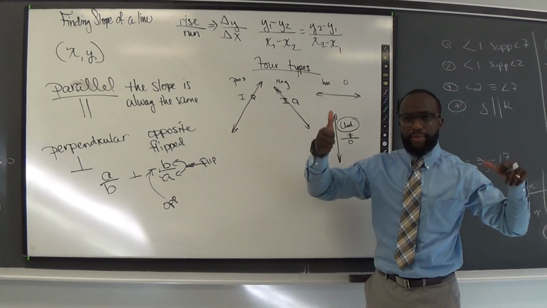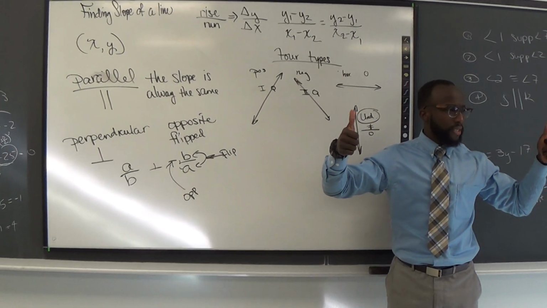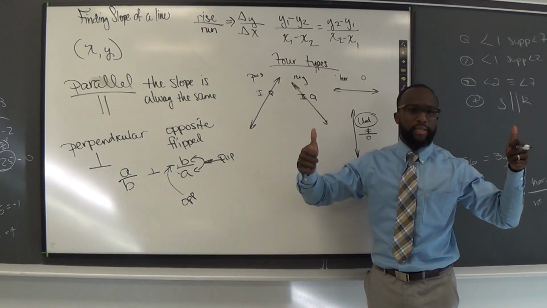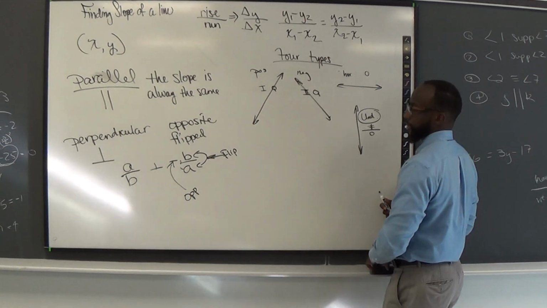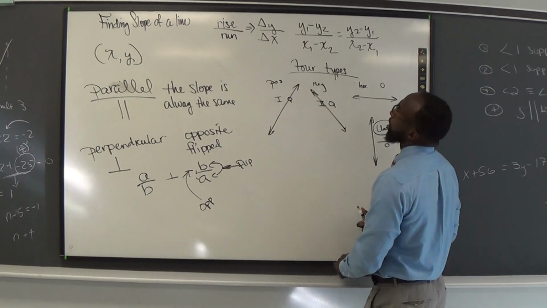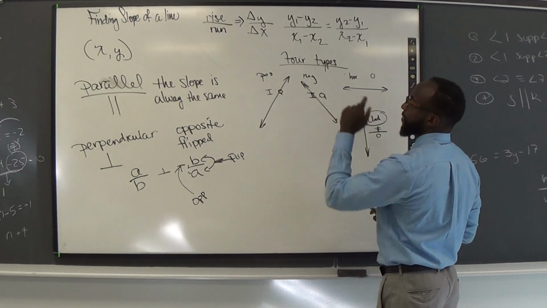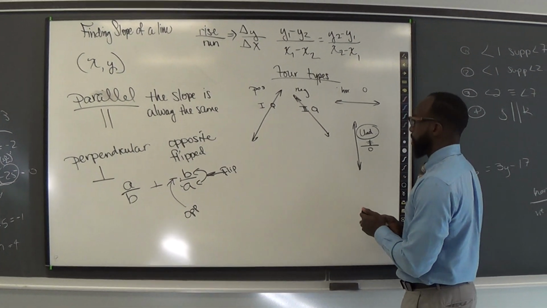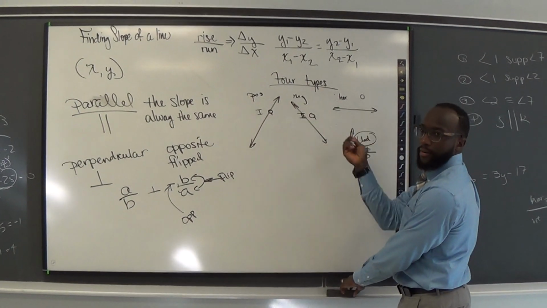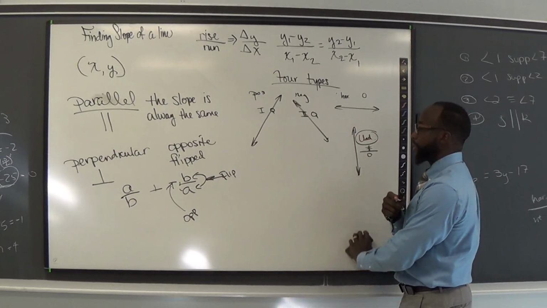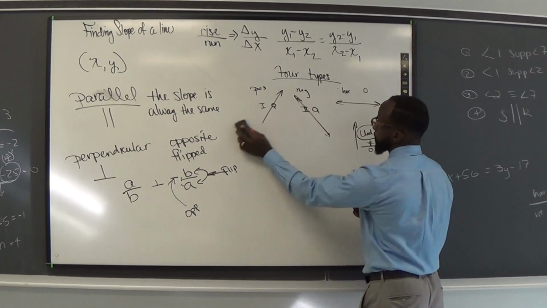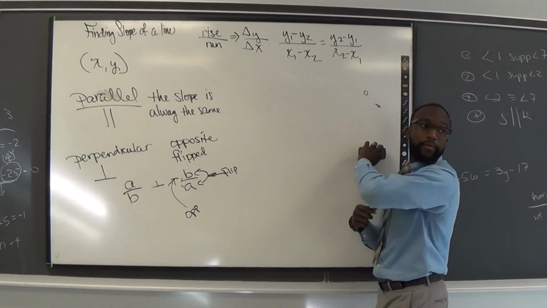Give me a thumbs up to let me know how we feel. We good with that? You good, JC? You good? You good? You good? Ferg, you good? Yeah. Okay, cool. Now, let's look at finding the slope. Does everybody have this 4 types part? Okay, Mary, you good? I'm sorry, I heard you say wait. I'm sorry.